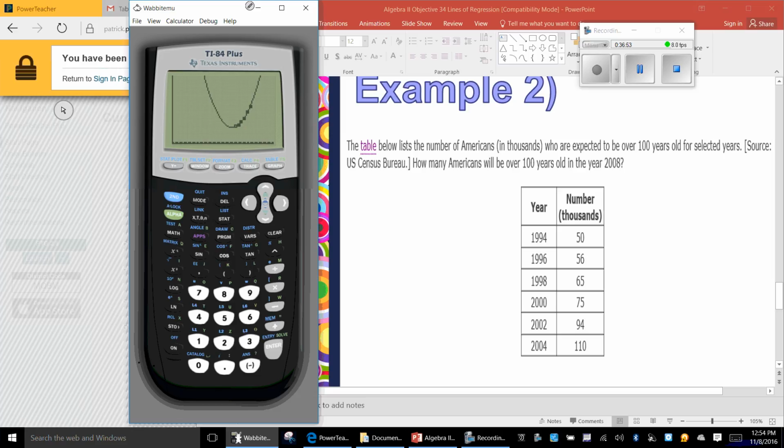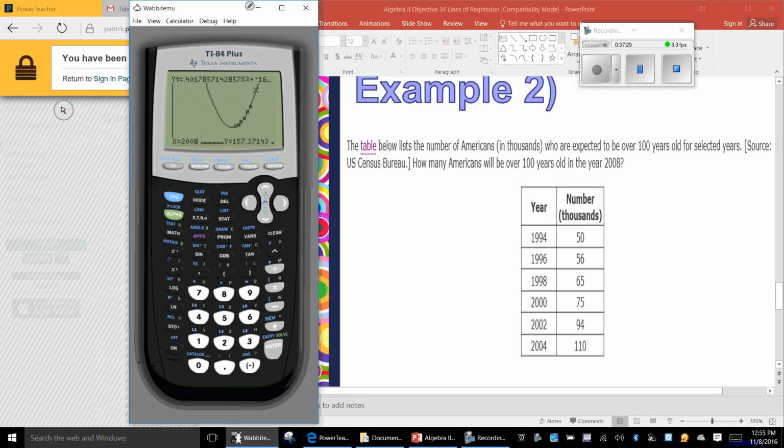And the last thing that we're going to do is we are going to make a prediction. I want to know, using the quad line, what's the prediction when it's 2008. So we are going to go second, calc, and we're going to calculate a value for 2008. Not 208, 2008. And so, how many thousand Americans would be over 100 years old? Yep, 157-ish.